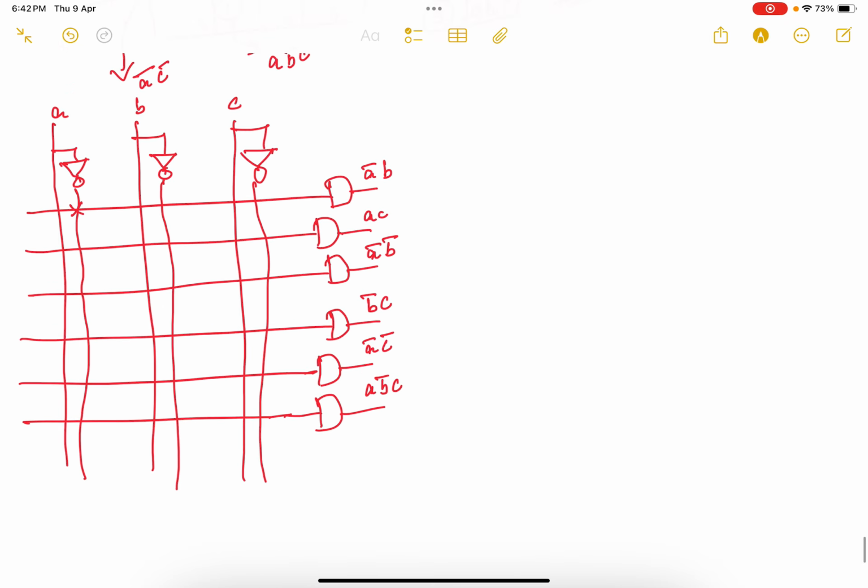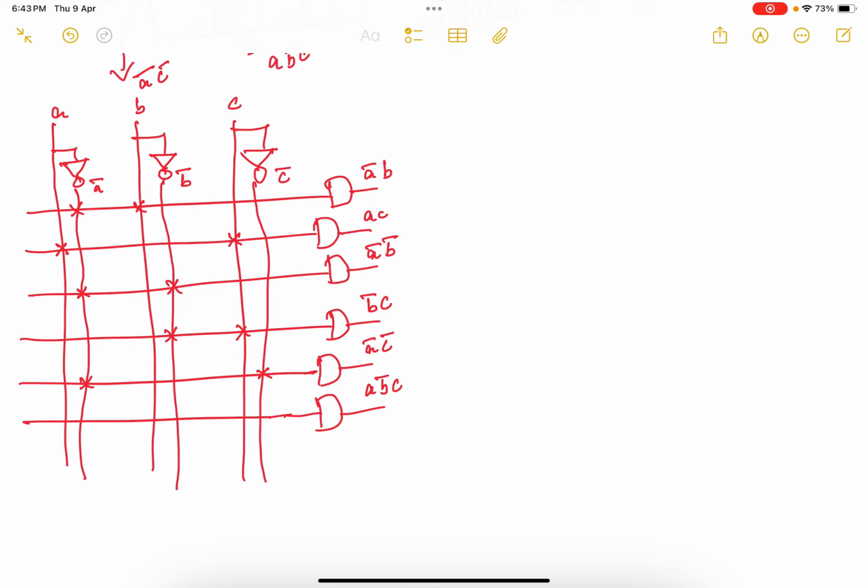Now A bar B we want to connect. This is your A bar, this is your B. Next thing is AC: A I want to connect, C I want to connect. Then A bar B bar. Then B bar C. This is your B bar, this is your C. Then A bar C bar. This is your A bar and this is your C bar. Please understand that this is nothing but my A bar, my B bar, and my C bar, because I have taken them through an inverter.